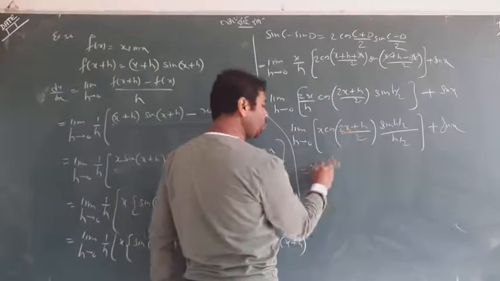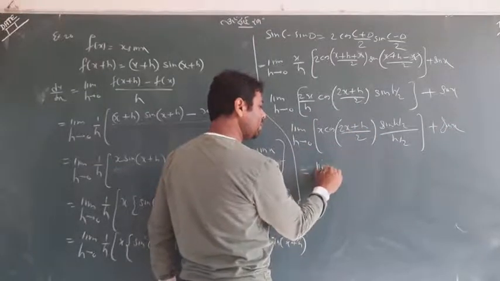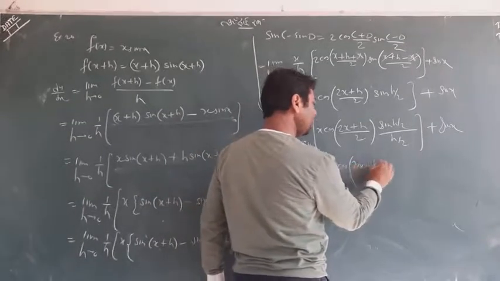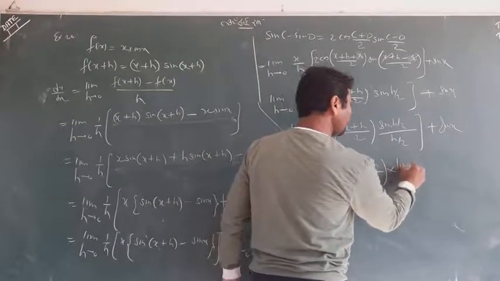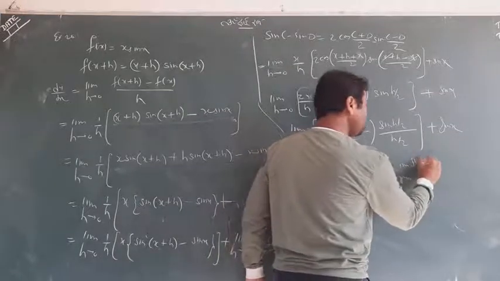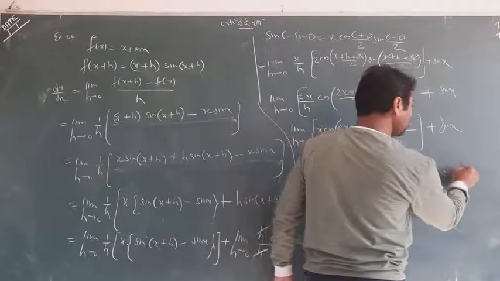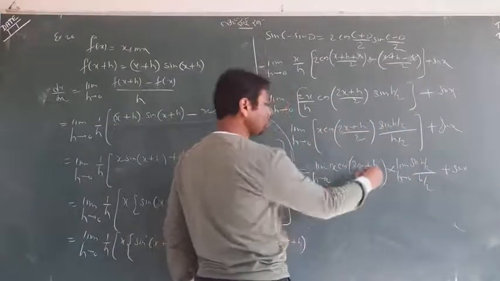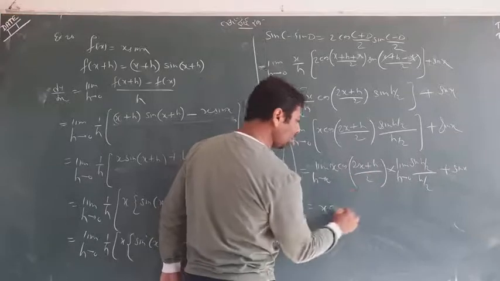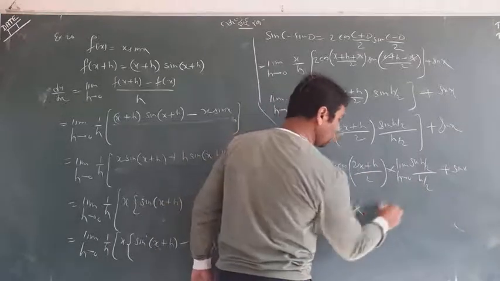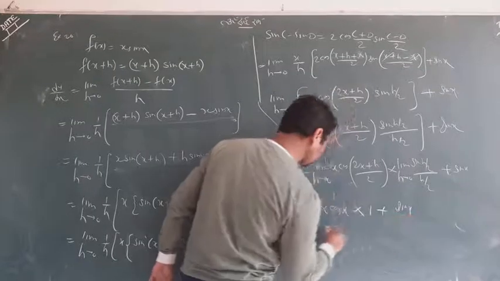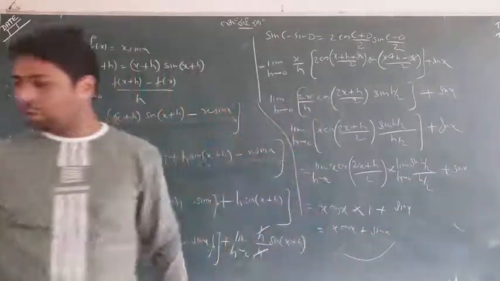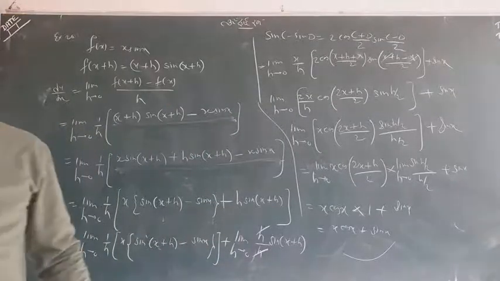Now break the limit in two parts. First, limit h tends to 0, x cos 2x plus h by 2, and limit h tends to 0, sin h by 2 upon h by 2, and this is plus sin x, the same. Now we'll put h tends to 0 here, x cos 2x by 2 will be x, into this is going to be 1, and this is sin x. So the last answer is x cos x plus sin x. This is the solution. So it was again a good question.